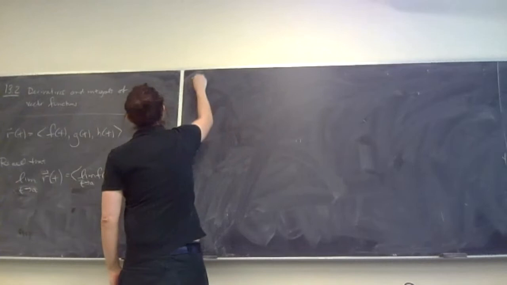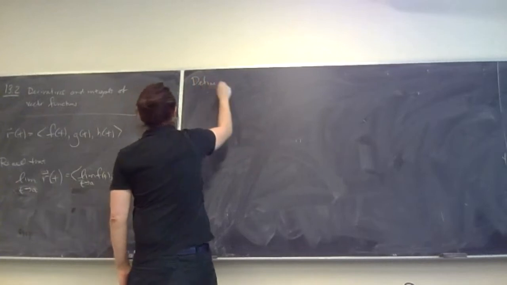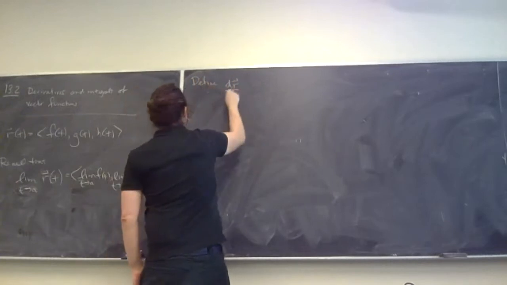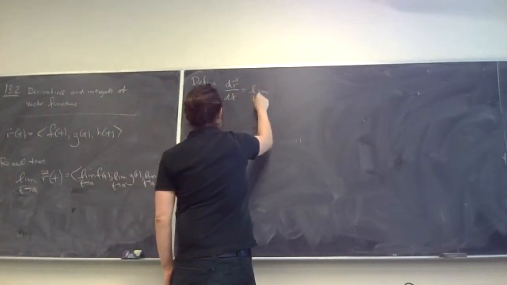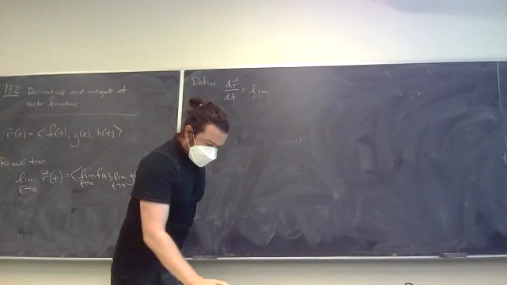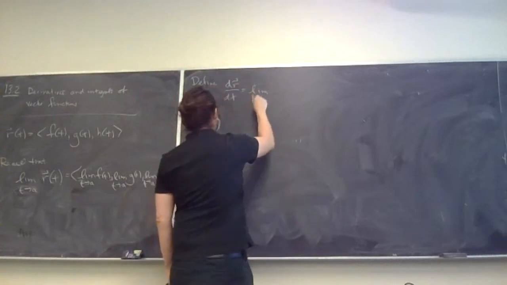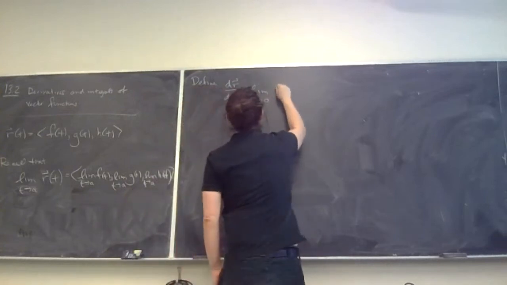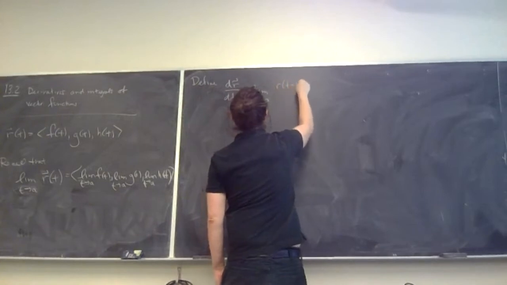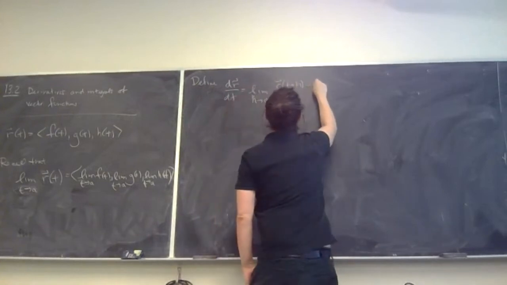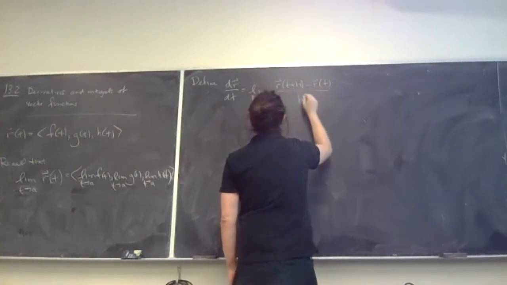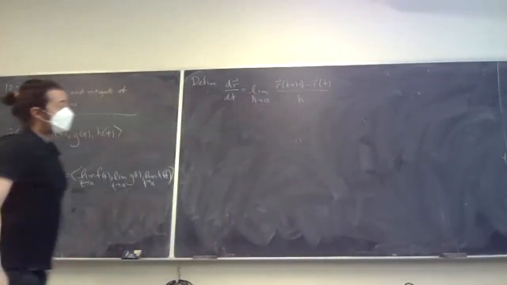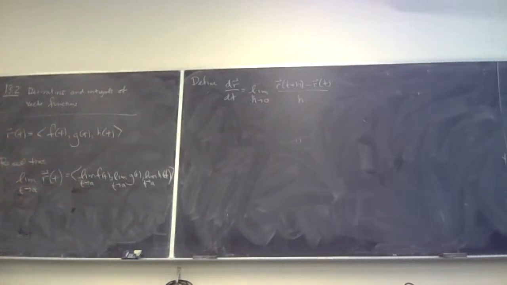Well, that's going to mathematically justify a definition of a derivative. So we can define dR/dt as equal to the limit as h goes to 0 of R of t plus h minus R of t, all over h. That should look really familiar, right? That's the definition of the derivative.